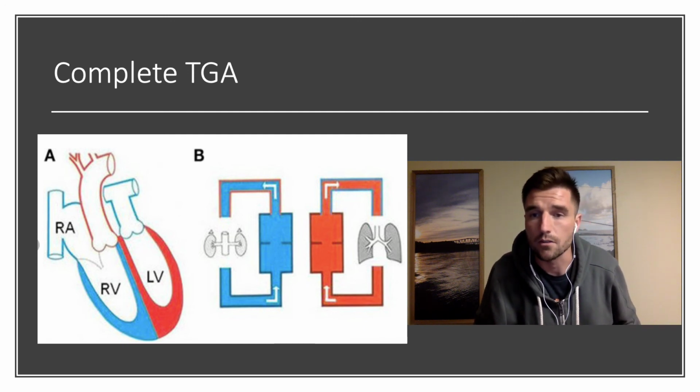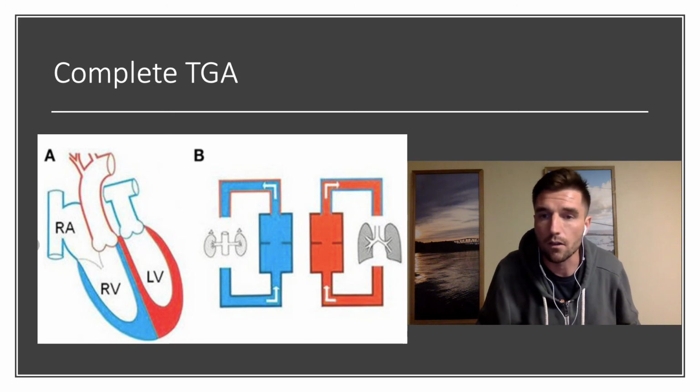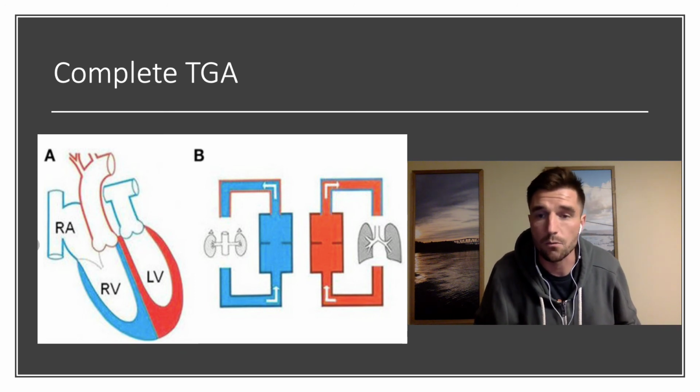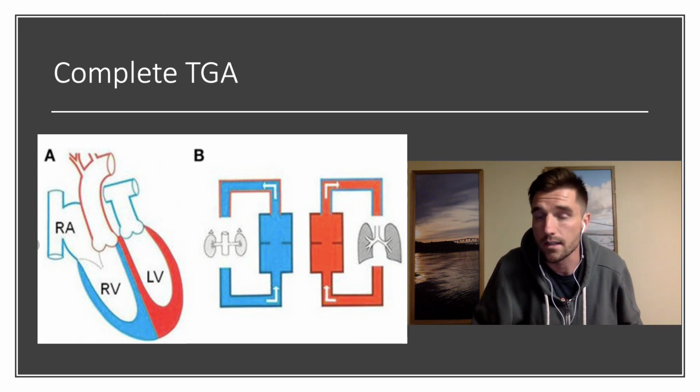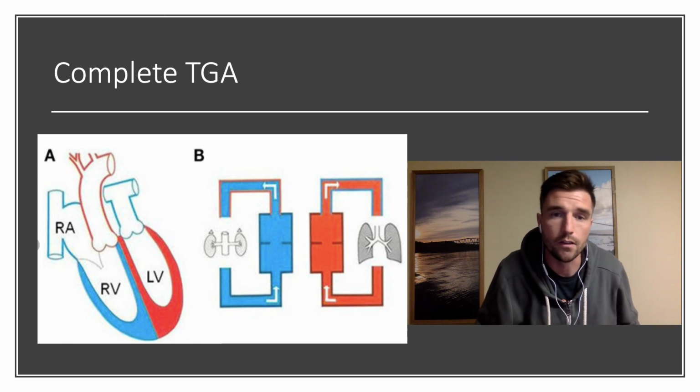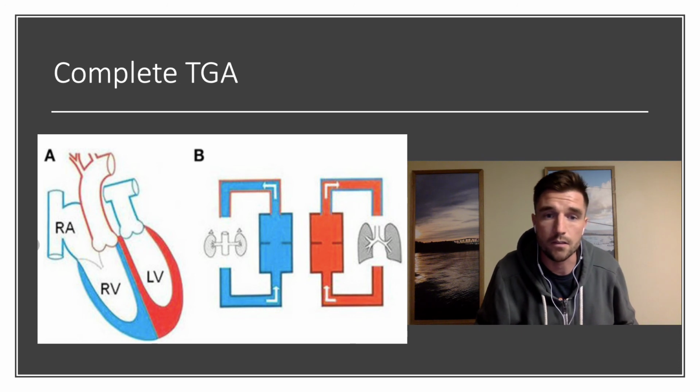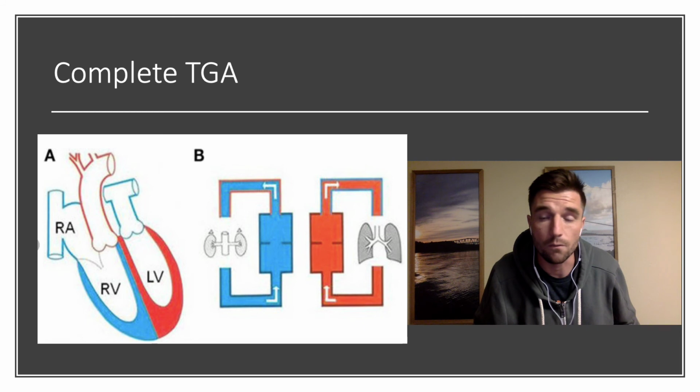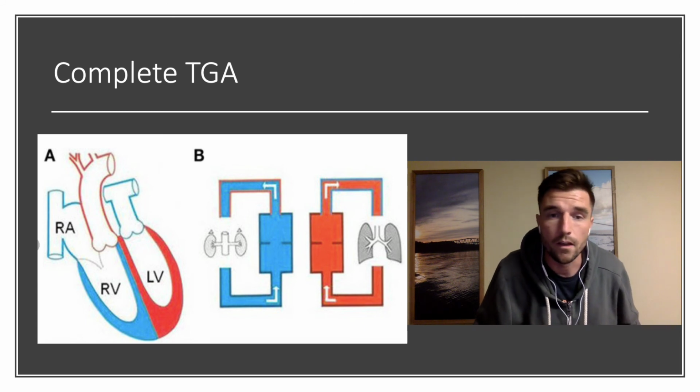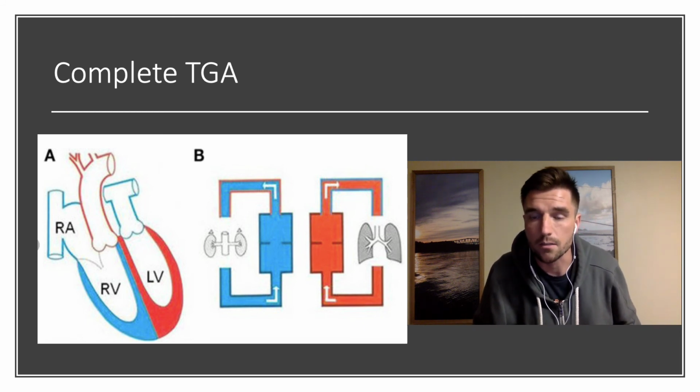There needs to be a second source of mixing, and that happens at the level of the atrial septum. And so that's why a large atrial septal defect is necessary for these children. If that atrial septum is intact, like I mentioned, or if the blood flow across the atrial septal defect is restrictive, then an atrial septostomy would be indicated.